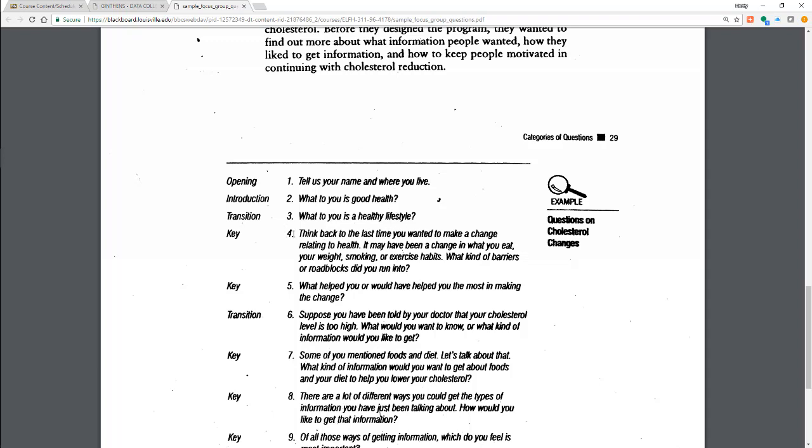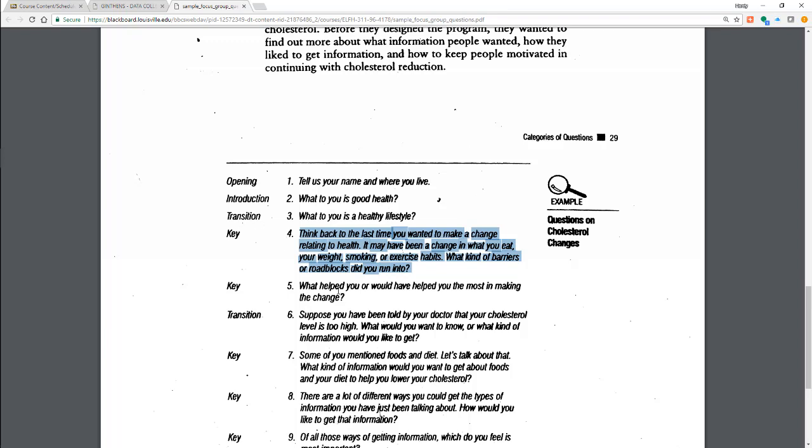So here's a key point over here, number 4. Think back to the last time you wanted to make a change relating to health. It may have been a change in what you eat, your weight, smoking, or exercise habits. What kind of barriers or roadblocks did you run into? So this is where you start extracting that information. So you've done the opening, you've done the introduction, you've made the transition. Now you're going to the heart of it. You're getting that data. And again, this particular interview or focus group is centered around the cholesterol changes. So we want to know what problems have people experienced or what they have run into in making these changes. Now, we're still in health, so it hasn't gotten into the cholesterol itself.